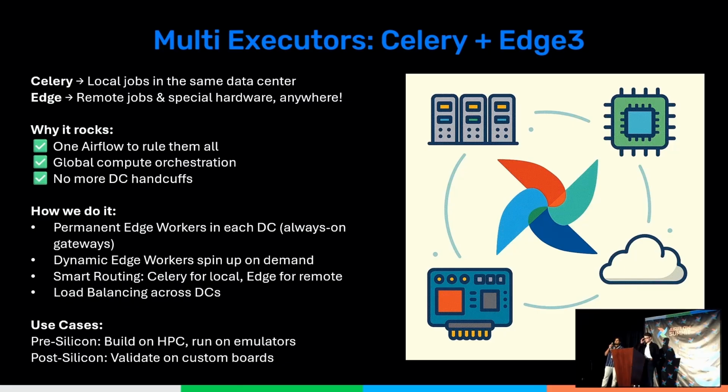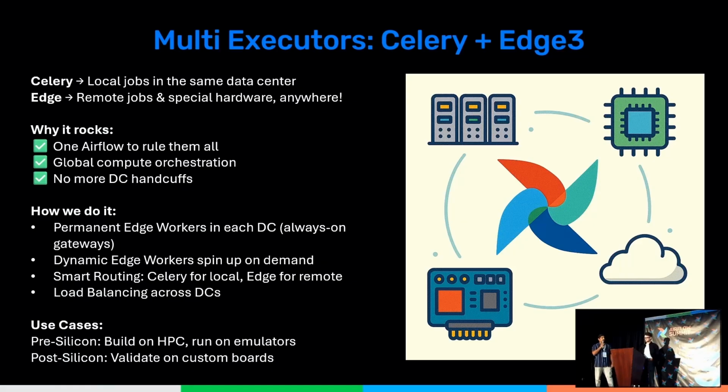So when I see data center A has 50,000 CPUs available, I want to be able to change the queue of the edge worker, and then boom, all of my workload is moved onto data center A, right? So that's truly what we've been able to achieve.